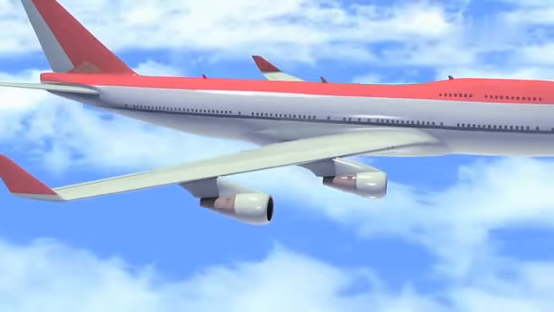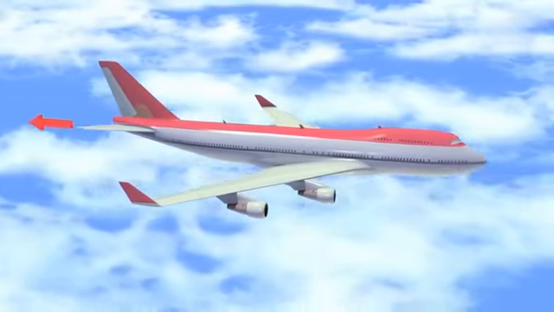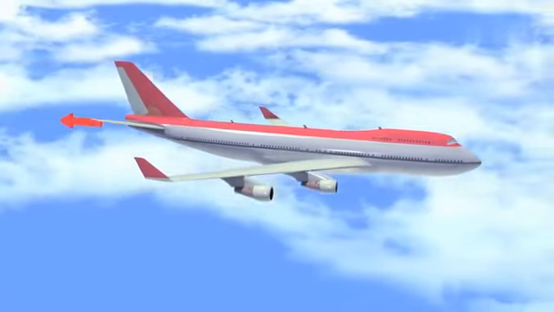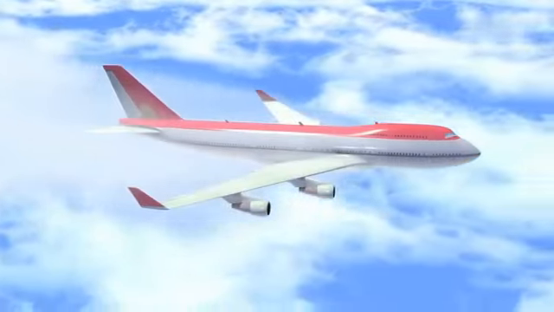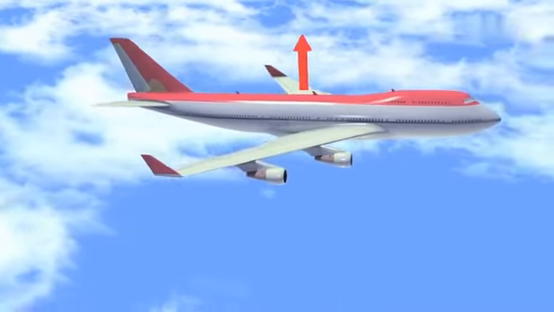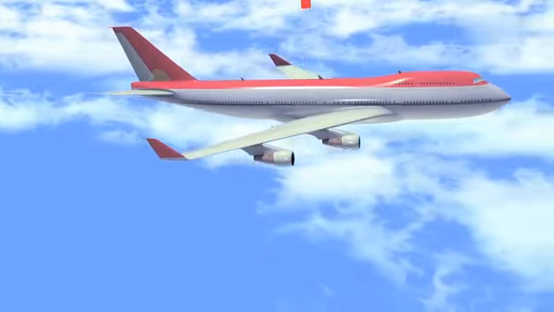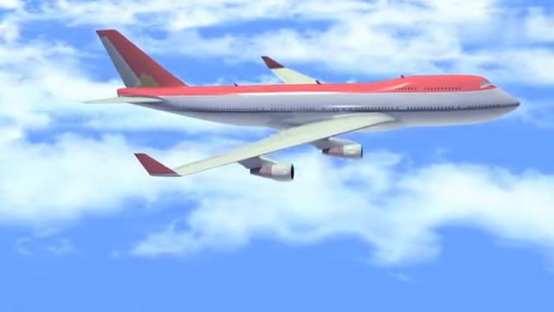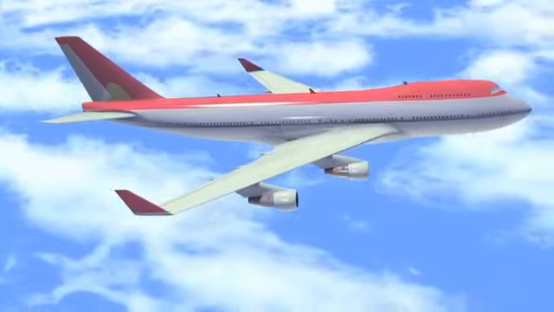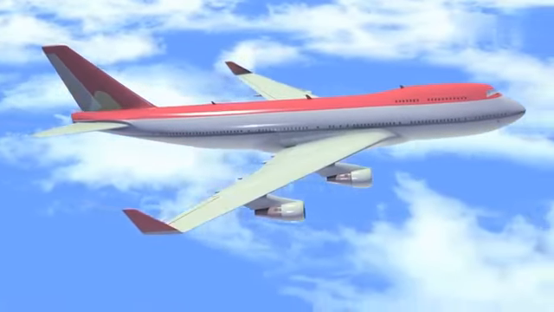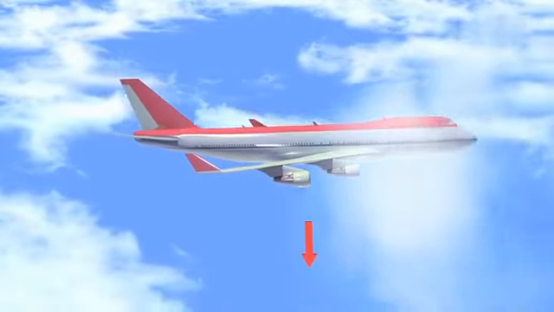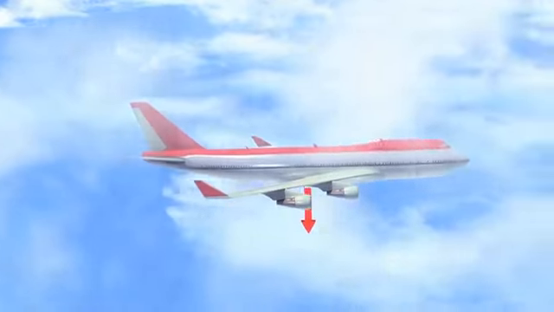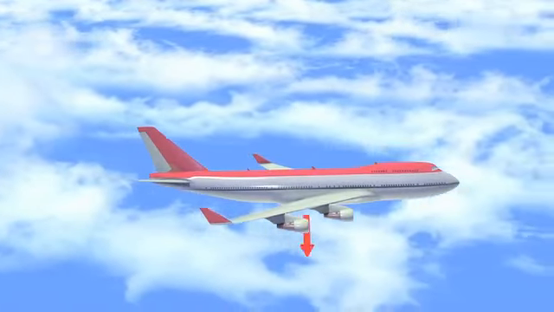The second force is the air drag, which pulls the aeroplane backwards. This is caused by the air particles bumping into the aeroplane. The third force is the lift, which pushes the aeroplane upwards. This force is created by the aeroplane as it moves through the air due to the shape of its wings. The fourth force is the weight of the aeroplane, which is actually the force of gravity pulling the aeroplane down towards the center of the Earth.